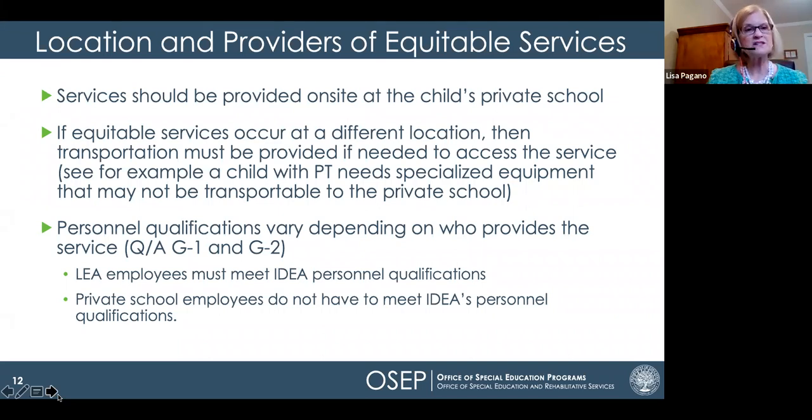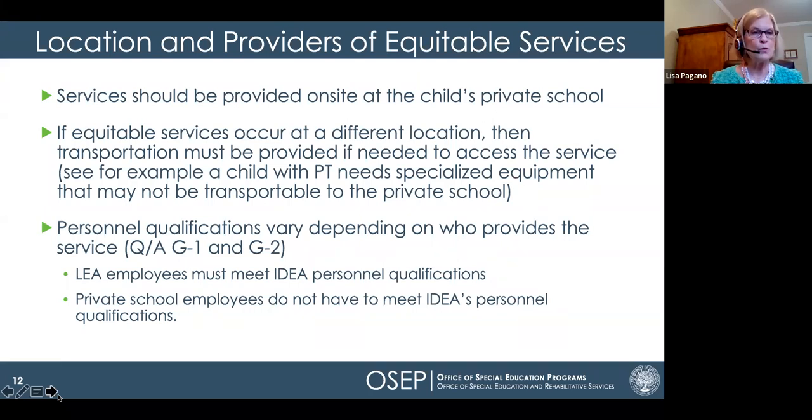So after the LEA consults, takes in all that information, they make the ultimate decision whether they're going to use their own personnel to provide the services, or if they're going to perhaps pay a private school staff member to provide the services outside of their usual private school duties, or contract perhaps with a third party. And we have a whole series of questions about who can provide these services. The personnel qualifications do vary depending on who provides the services. If it's an LEA employee, then they need to meet the IDEA requirements. And those are spelled out very clearly in the Q&A in section G. You're probably going to want to take a look at that in case questions come about from parents. So who actually gives these services to my child?